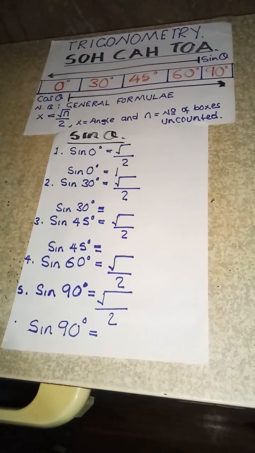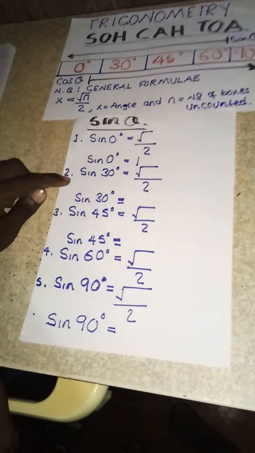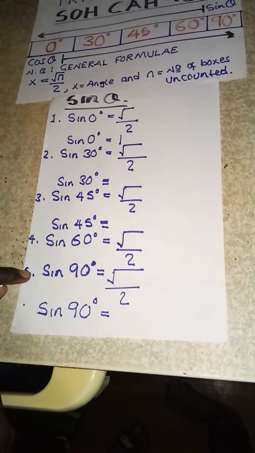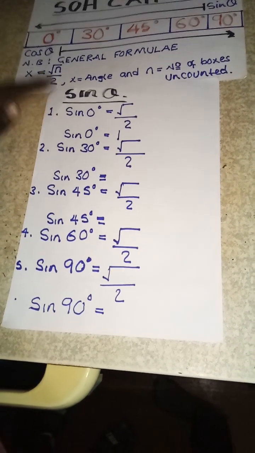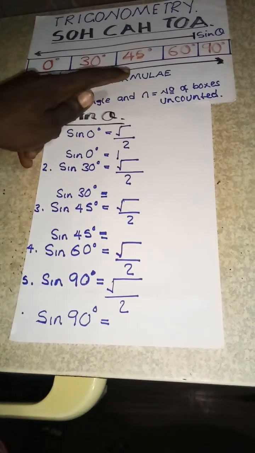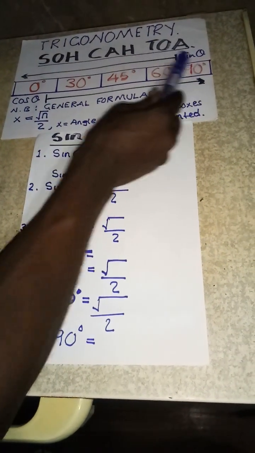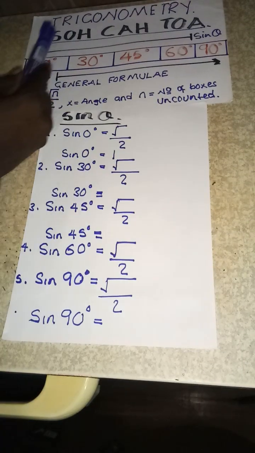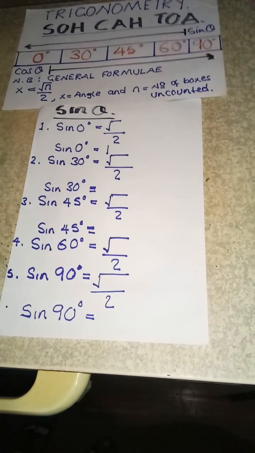To start with, let us find the special angles of sine, which is sine 0, sine 30, sine 45 degrees, sine 60 degrees, sine 90 degrees, right? So our formula states that x equals the root of n over 2, where x equals the angle and n equals the number of boxes. Now, since this is sine, remember we said sine will be counting from 90 degrees to 0 degrees. So since this is 0 degrees, we're going to count from 90 degrees up to 0 degrees. So this is 1, 2, 3, 4, 5. We've arrived at sine 0 degrees.